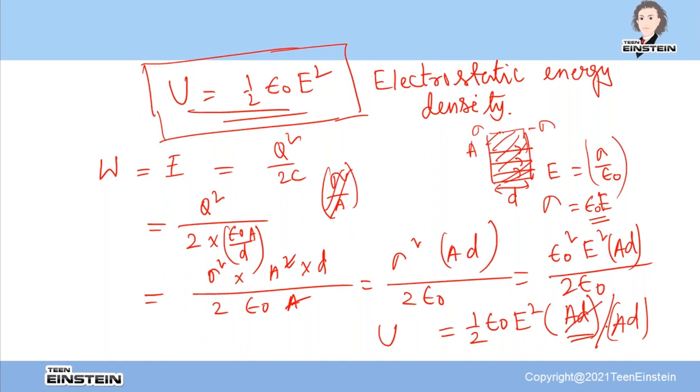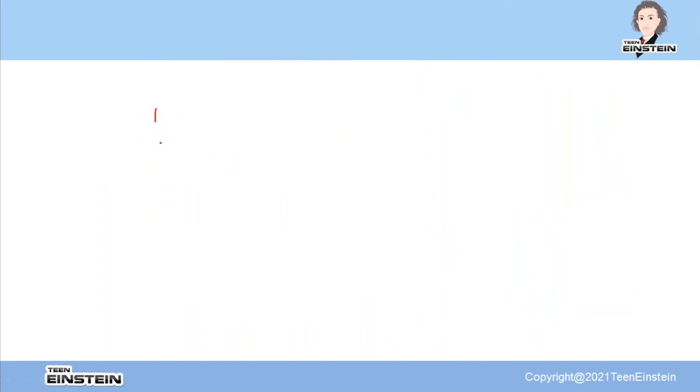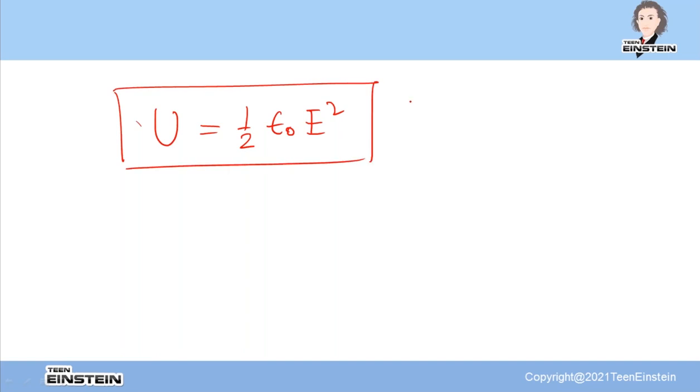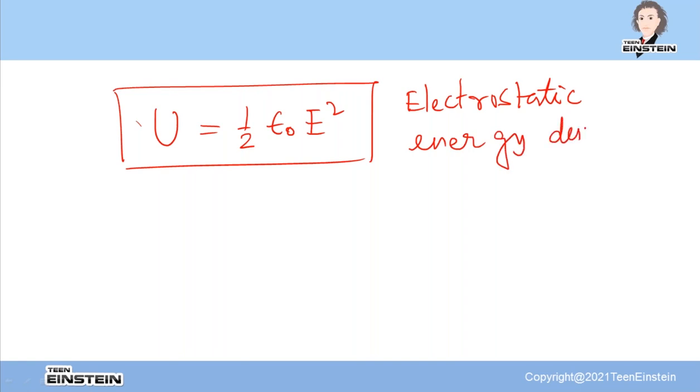This is expressed by this, and it is called electrostatic energy density. Energy density means energy per unit volume. That is energy density.